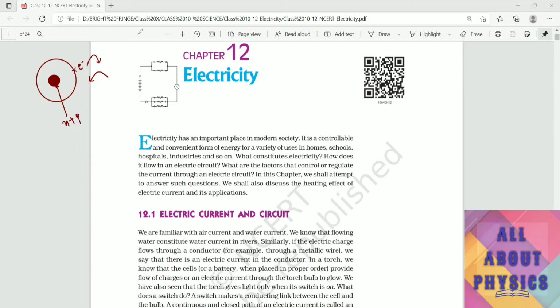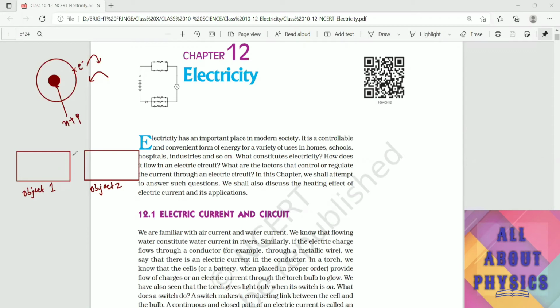And we know that when two objects are rubbed against each other, let's consider two objects here. See, this is object 1. And let's say this is object 2. So when two objects are rubbed against each other, then they get charged. So one object acquires positive charge and the other object acquires equal negative charge.